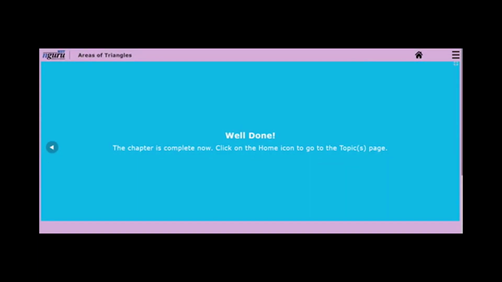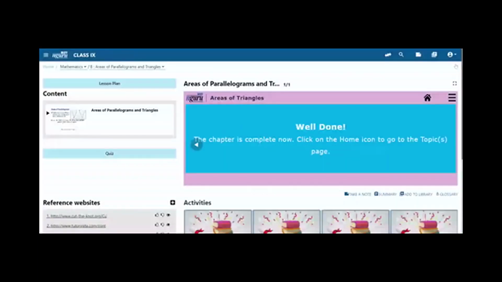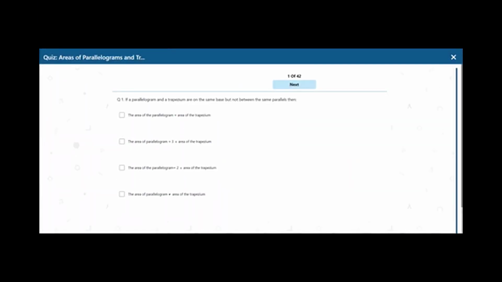Okay, so let us do some quiz now. We have finished all the chapters now. Here, this one Aishwarya has to answer. Aishwarya, please answer this question. If a parallelogram and a trapezium are on the same base but not between the same parallels, then... Ma'am, D option. Is not equal. Okay.